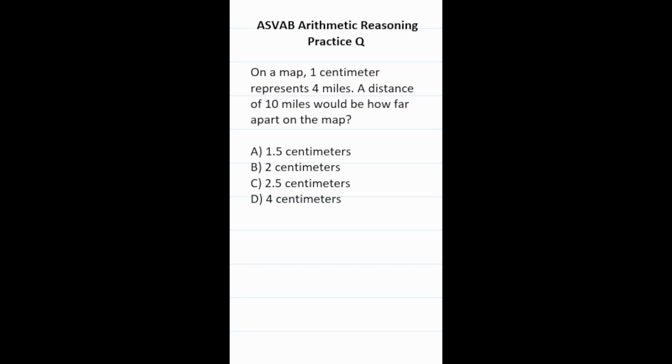This practice test question for the ASVAB and PiCAT says this: on a map, 1 centimeter represents 4 miles. A distance of 10 miles would be how far apart on the map? So for this one, we're going to use a proportion to solve it. Notably, 1 centimeter corresponds to 4 miles. That's going to be equal to x, or unknown amount of centimeters, corresponding to 10 miles. You solve proportions using cross multiplication. You do 4 times x, which is 4x, 1 times 10, which is just 10.